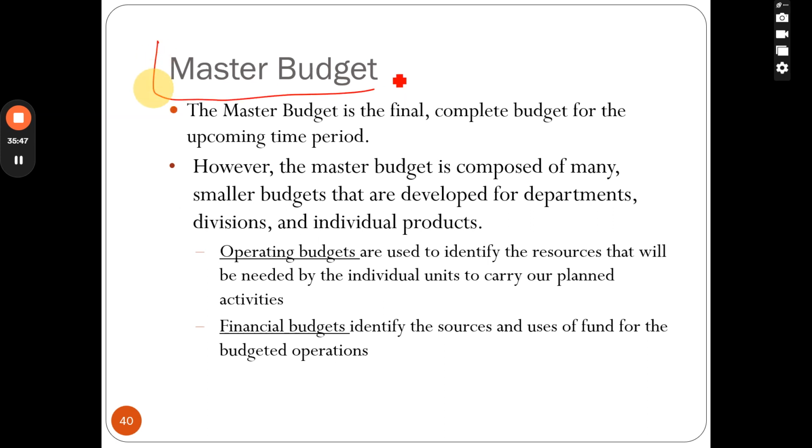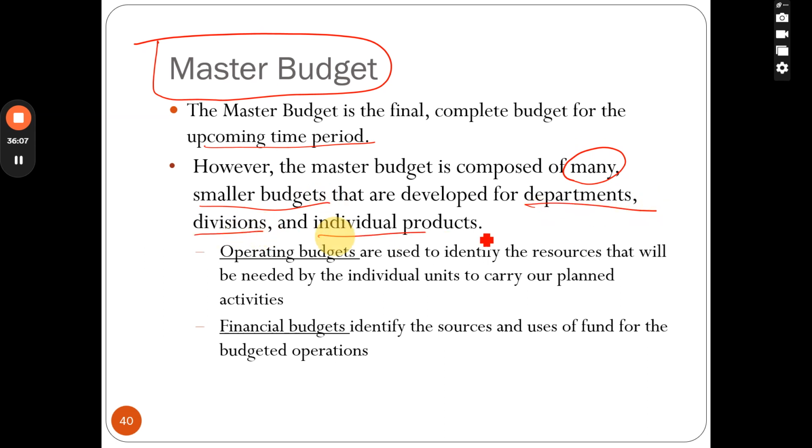Now we just talk about master budget. The master budget is the final complete budget for the upcoming time period. The master budget is composed of many smaller budgets that are developed for departments, divisions, and individual products. So master budget is composed of multiple budgets. You will have a sales budget, production budget, raw material budget, labor budget, and general expenses budget. All these are composed into one. That is what we call a master budget.